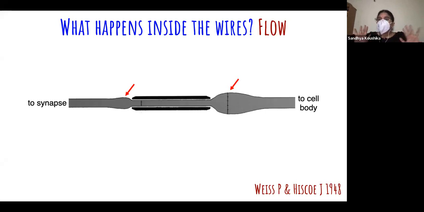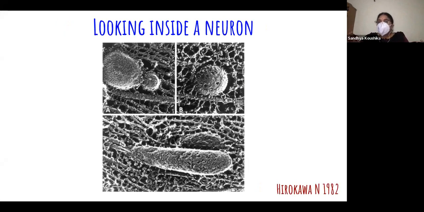So now you can go two directions, right? You can say, oh, we know something is moving. We need to look inside the neuron. So how can you look inside the neuron? You peel off the skin of the neuron and just peer inside. That's what some people did.